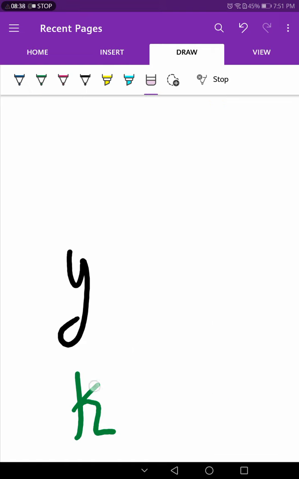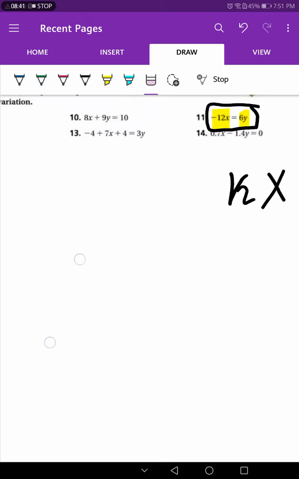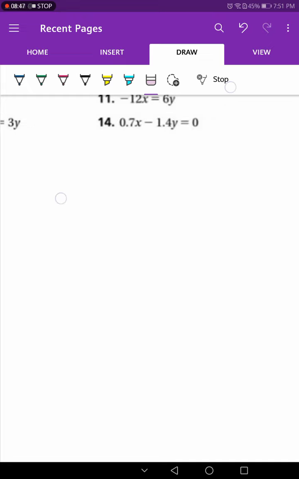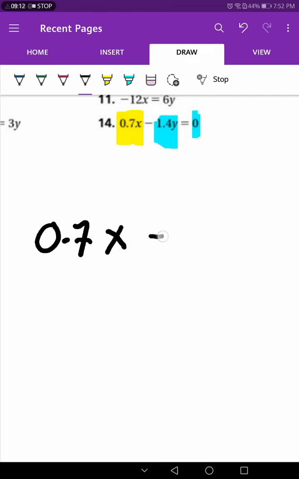Very good. Now the last one here, number 14. See, the 0.7 or the 7/10 comes with x. Good. The 1.4 comes with the y. But teacher, the 0 comes alone. Ignore the 0, okay? Ignore it. So it is a direct variation equation. So I will rewrite it again. It is 0.7x minus 1.4y equals 0.